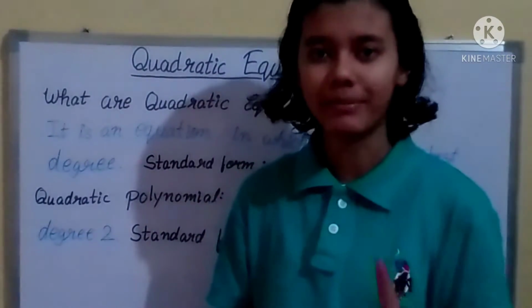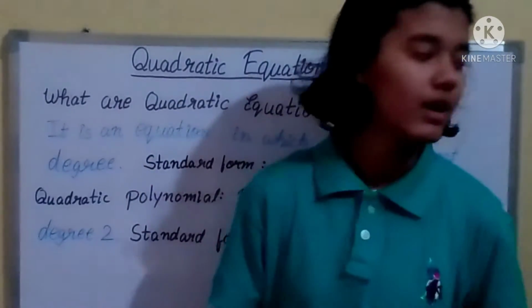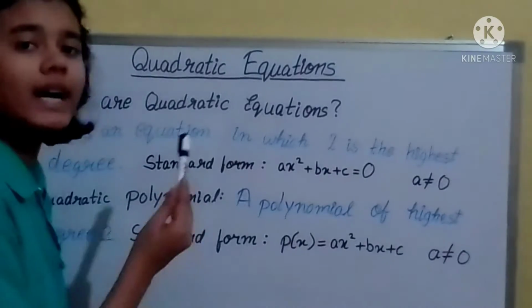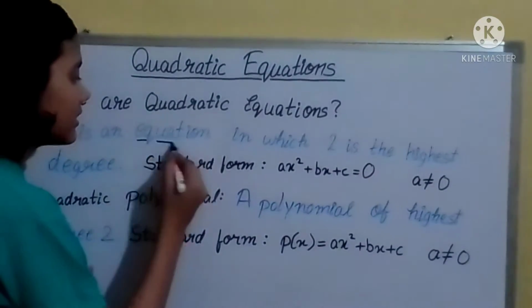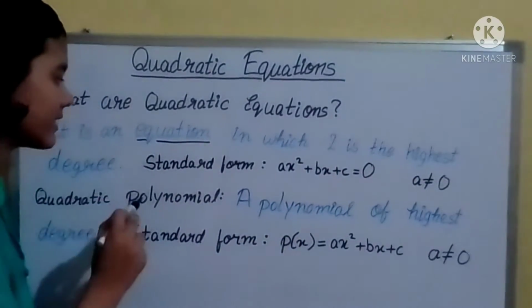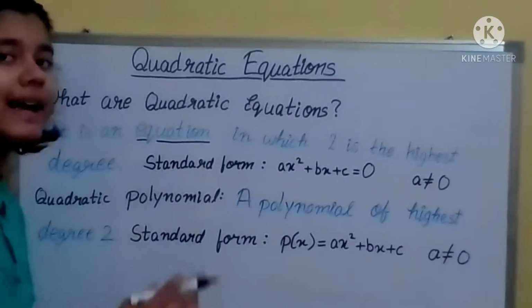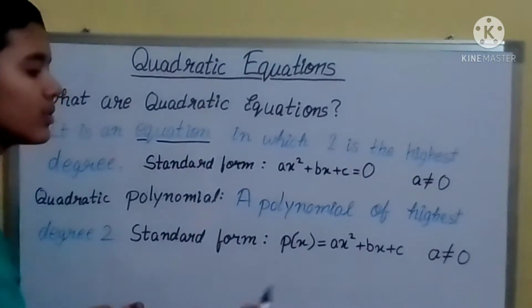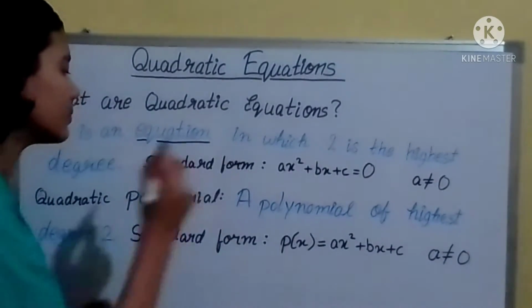Start the next chapter of mathematics, chapter 4, that is quadratic equations. Okay, so what are quadratic equations? It is an equation in which 2 is the highest degree. Okay, means ये एक ऐसा इक्वेशन है जिसमें जो हाईएस्ट डिग्री होती है, यानी जो भी हमारा वेरिएबल है उसकी जो हाईएस्ट पावर होती है वो 2 होती है.